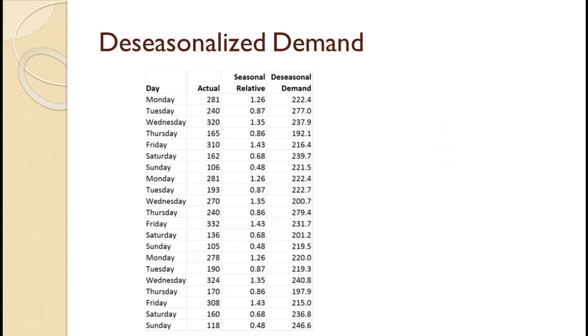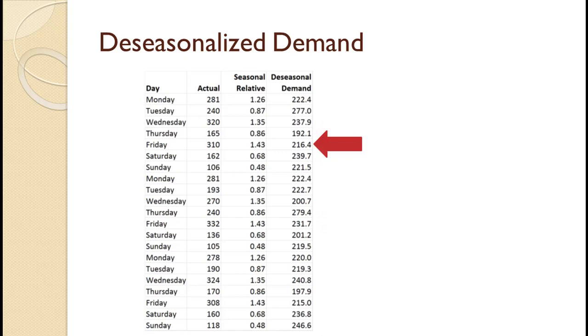The next step is to compute deseasonalized demand by dividing each actual value by its associated seasonal index. 281 divided by 1.26 equals 222.4. 240 divided by 0.87 equals 277.0. 320 divided by 1.35 equals 237.9. 165 divided by 0.86 equals 192.1.